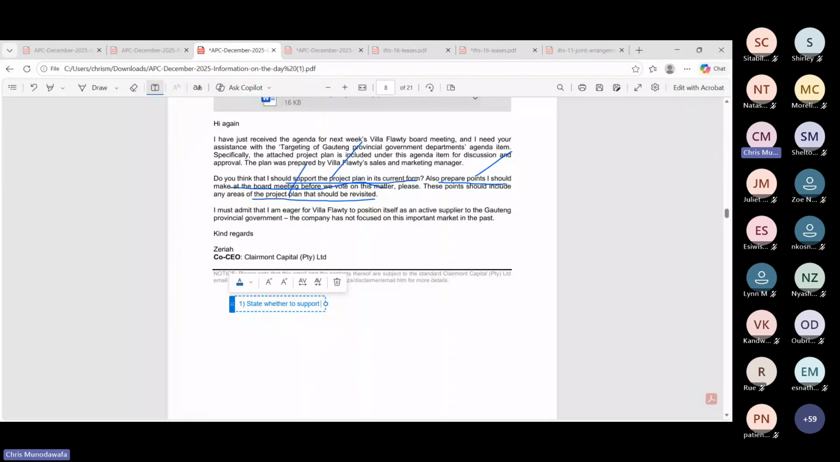Number 2, also prepare points I should make at the board meeting, responding to all the required items. So: identify board points before the vote.